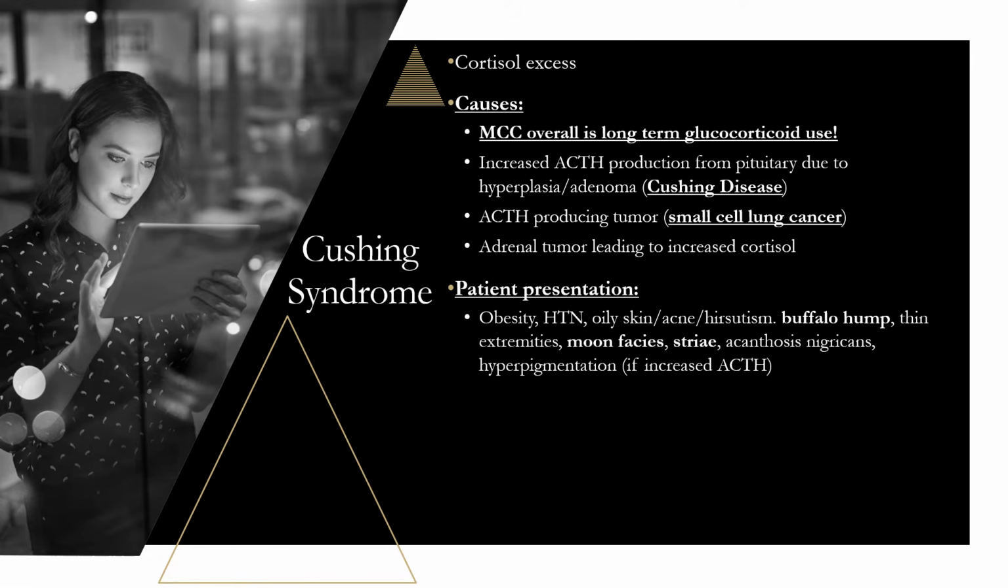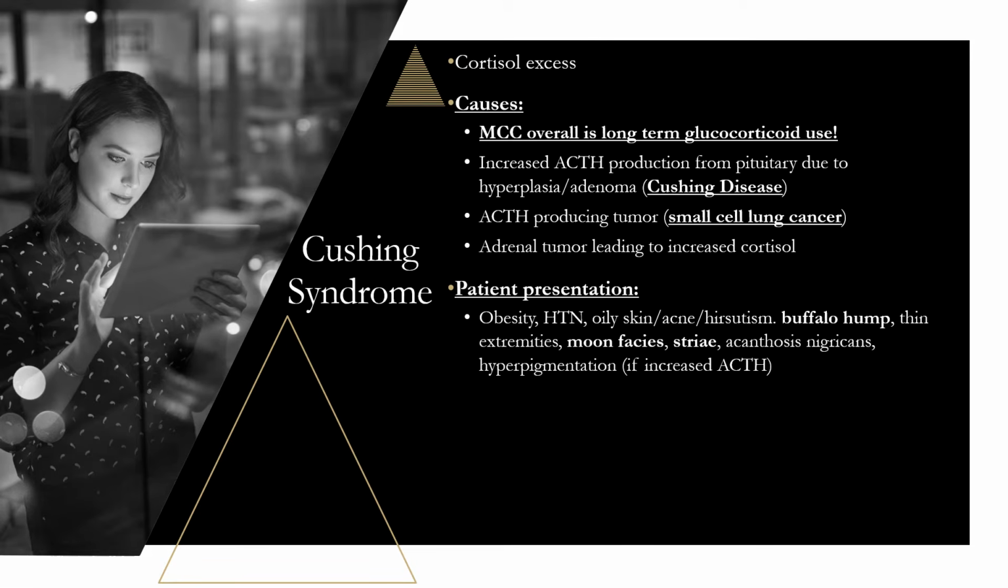So you can remember why you see some of these things. For instance, the oily skin, the acne, the hirsutism, which is the increased facial hair and increased hair in women, those things are going to be due to the androgen excess that we'll see in Cushing syndrome. As far as the acanthosis nigricans, we know that's due to insulin resistance. This cortisol excess can cause type 2 diabetes and of course insulin resistance due to the excess cortisol. So we'll see that acanthosis nigricans.